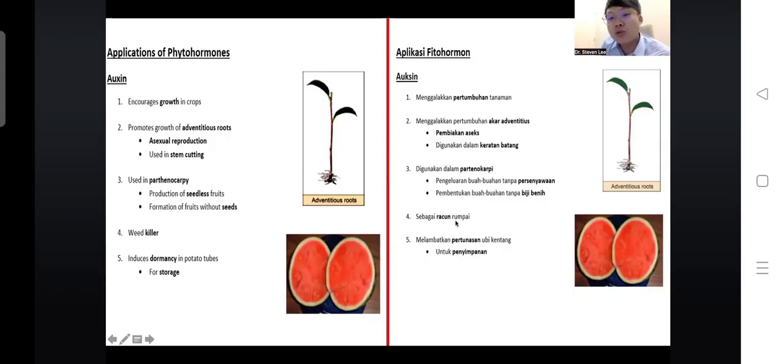So sebagai racun rumpai, this is weed killer. We have to use the auxin at high concentration, then you can kill the weeds. Melambatkan petunasan ubi kentang. So you can induce dormancy. That means it's for storage purposes of the potatoes. This is important because it can prevent the growth of the buds.